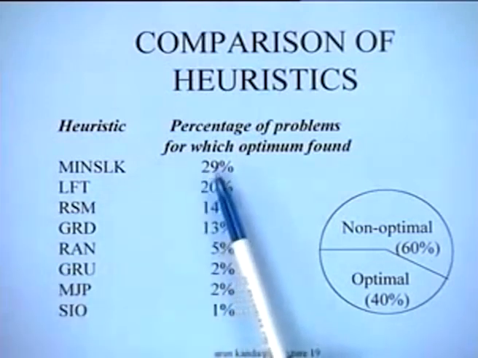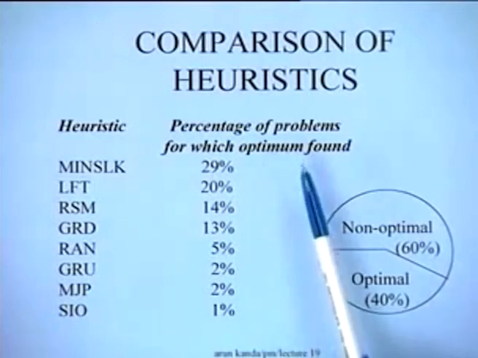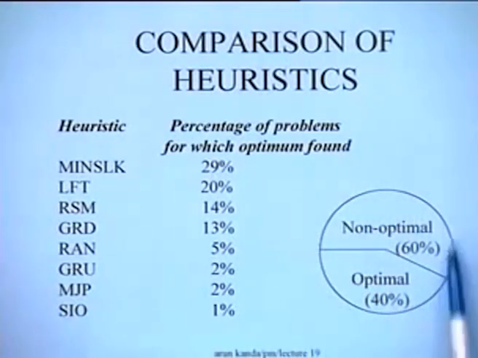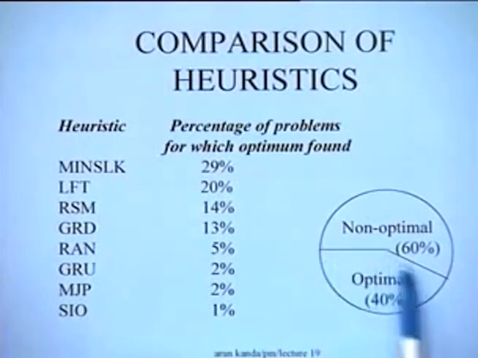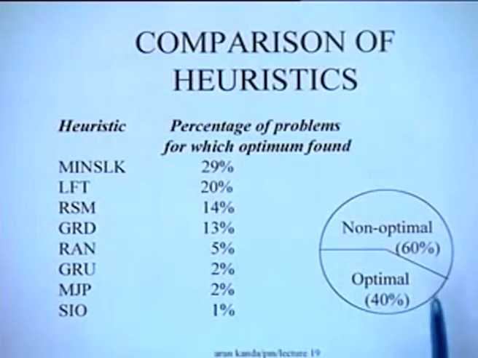Of course, since these rules did not give the optimum for the same set of problems, it showed that for the entire problem set, optimal solutions were obtained in 40% of the cases by the application of one or more rules, and for 60% of the cases non-optimal solutions were found by the heuristics. So that gives you an idea about the performance of these heuristics.